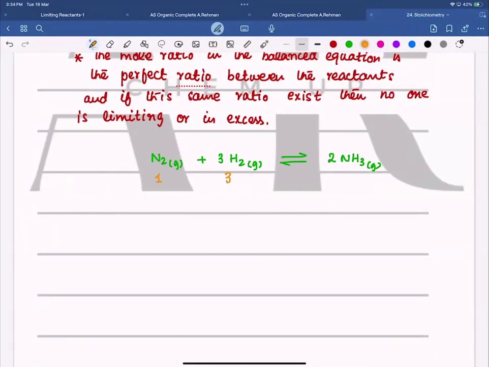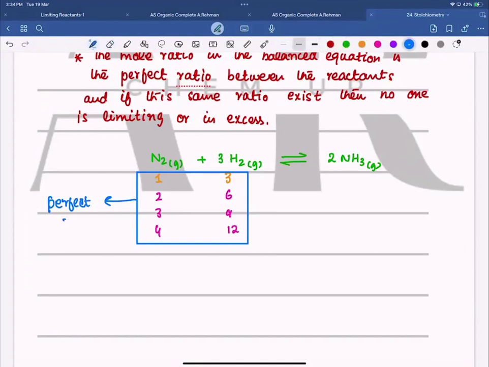So think, if I have 2 moles of nitrogen, how many moles of hydrogen are needed? 6. If there are 3 moles, how much hydrogen is needed? 9. If 4 moles, how much hydrogen is needed? 12. So all of this is the perfect ratio. Both reactants exist in the perfect ratio, as I have written over here on top, that if the reactants are in perfect ratio, then no one is limiting and no one is in excess. Is this understandable?